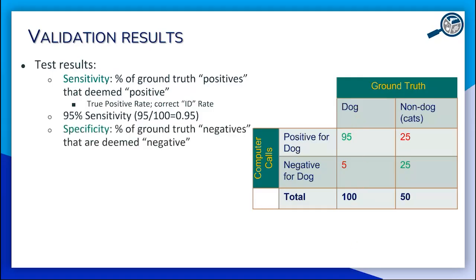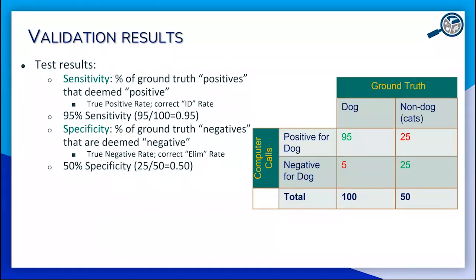And then the other metric that you often see cited is specificity, which is the percentage of ground truth negatives that are deemed negative. Sometimes referred to as the true negative rate. In Firearms and Toolmarks, this would be the correct elimination rate. And for our test, it would be 50%, because 25 out of 50 were correctly called non-dogs.